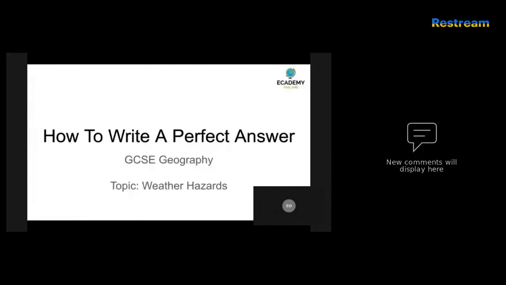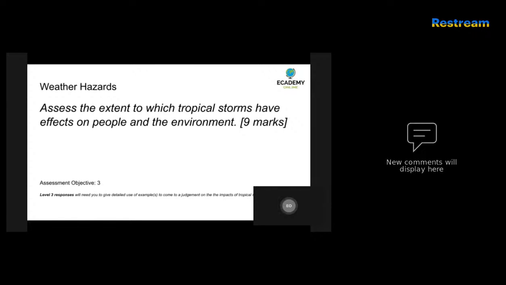Let's get going. So today we're going to look at weather hazards in greater detail. The question we're going to be looking at is: assess the extent to which tropical storms have effects on people and the environment. 9-mark question.